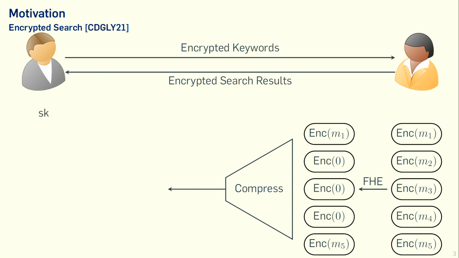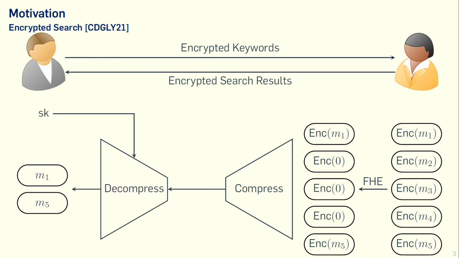One important thing here is that in this compression step, even though FHE is used in this application, we do not want to use homomorphic multiplication because that's expensive. So what we focus on is compression that only uses an additive homomorphism. And on the receiving side, Bob could now just use his secret key to decompress and learn what the matching search terms are. Okay, so how could we do something like this?